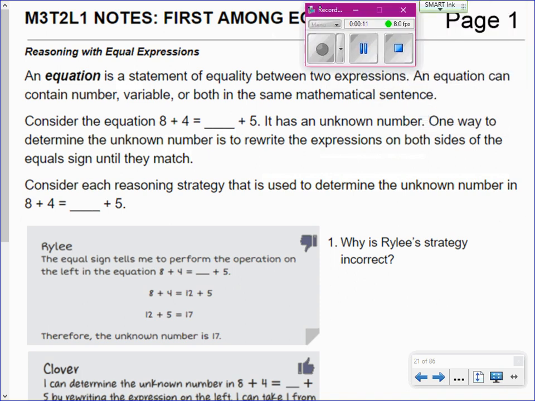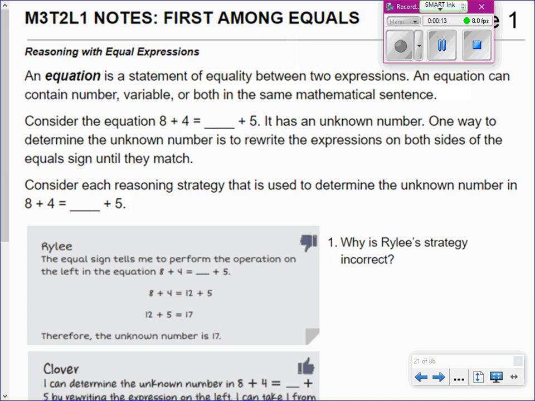First, among equals. We're on page 1, reasoning with equal expressions. So we are taking the two expressions that we've been working with, and we are setting them equal to each other to form equations. Remember, an expression does not have an equal sign, an equation does. An equation is a statement of equality between two expressions. An equation can contain numbers, variables, or both in the same mathematical sentence.